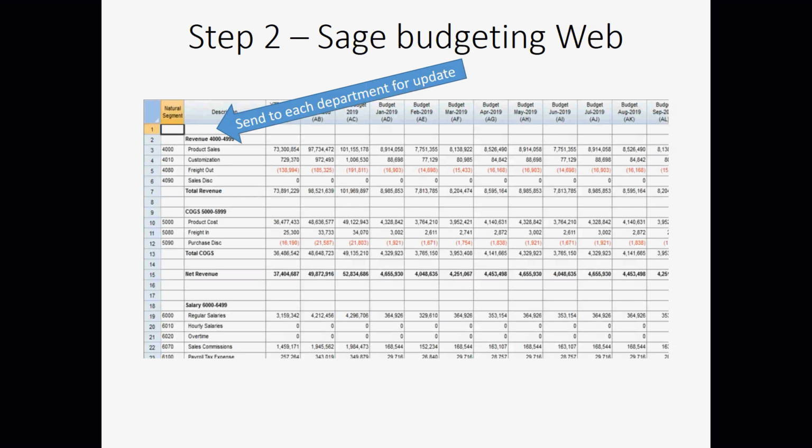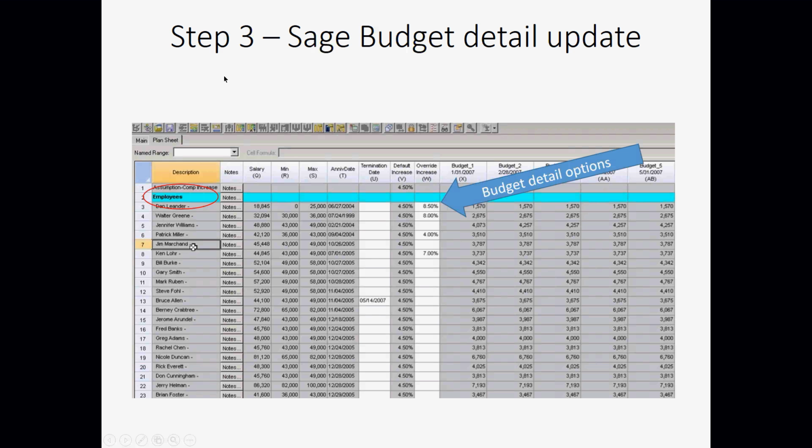So understand, in step 2, we can do it with the Orchid system, or we can do it with the Sage budgeting tool, or we can do it web based on that same piece. Now let's go into the details. So step 3. Let's talk about Sage budgeting using the detail information.